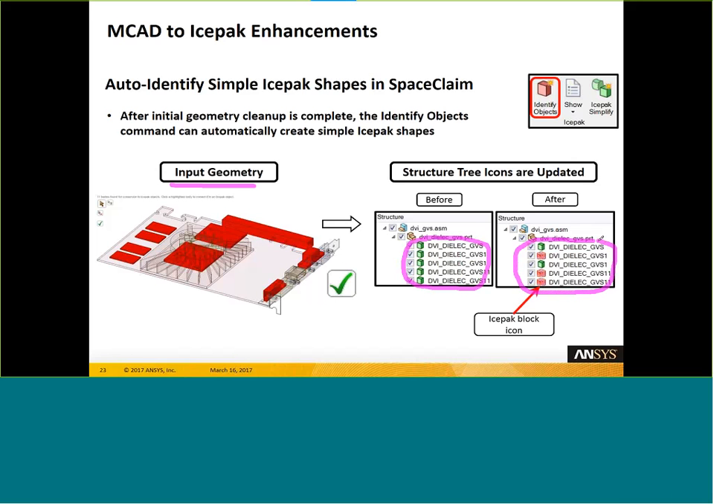And this allows you to bring them into IcePack and have the easy edit panel for IcePack blocks. So you can go in there, set up material properties, powers, boundary conditions on the block, etc. So you can convert your CAD into IcePack primitive objects, and you can automatically do so for simple objects in SpaceClaim.